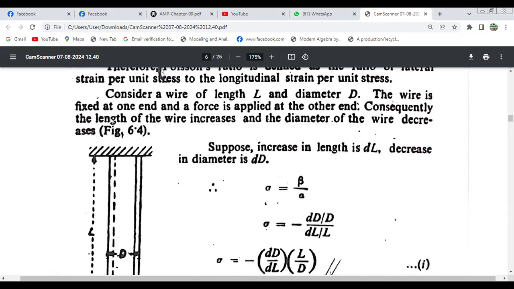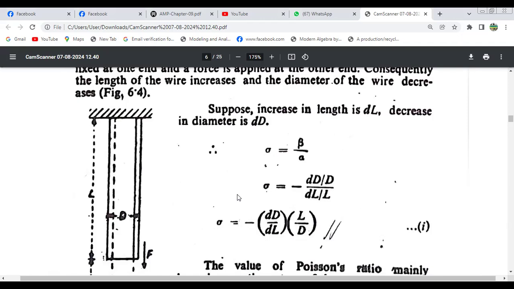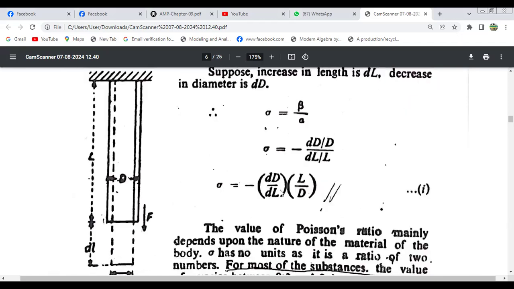Now consider a wire of length L and diameter D. The wire is fixed at one end point and force is applied to another point. Frequently the length of the wire increases and the diameter of the wire decreases. So diameter will be decreased due to pressure. This way increase in length is dl, and decrease in diameter dD. So Poisson's ratio equals decrease in diameter divided by increase in length. So this is actually the calculation for Poisson's ratio.